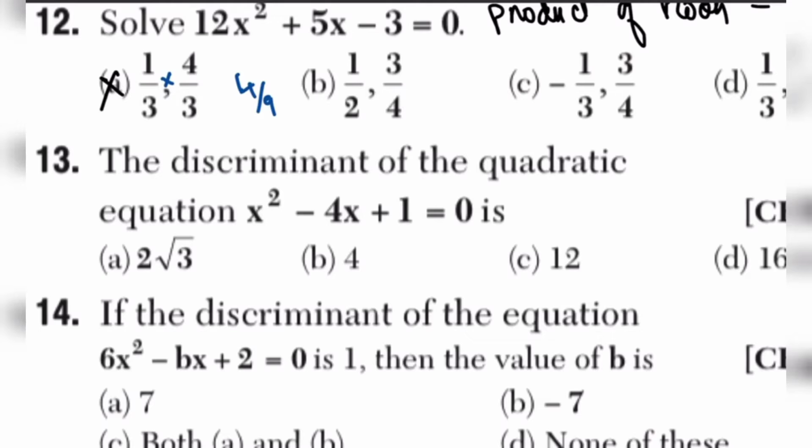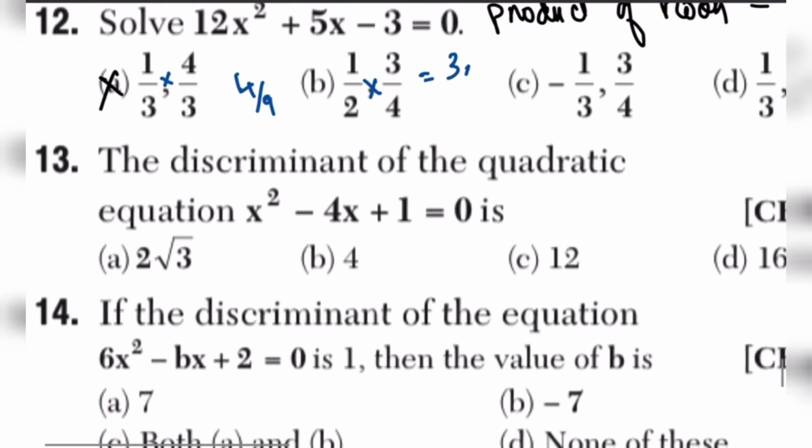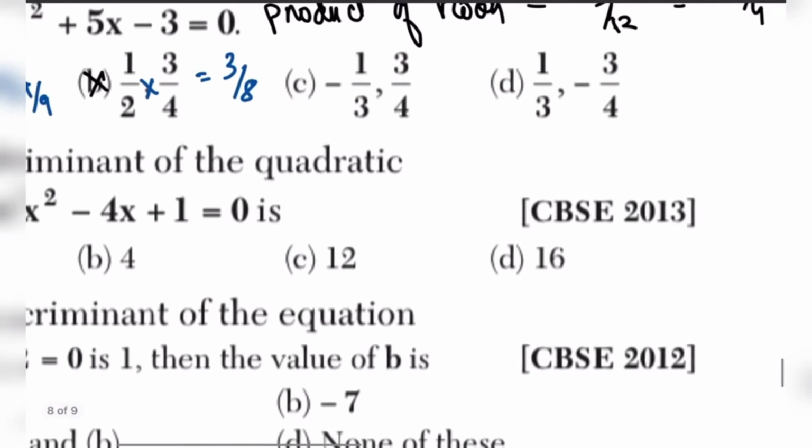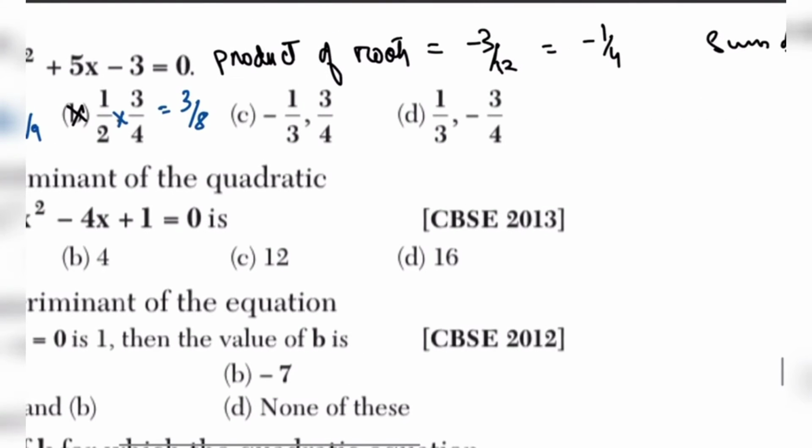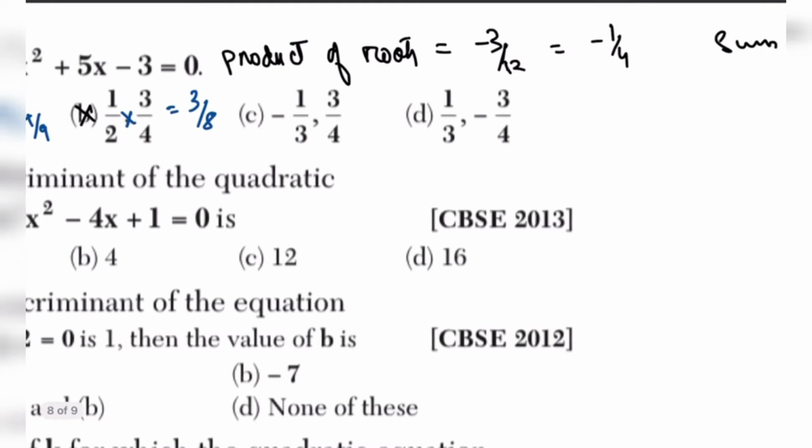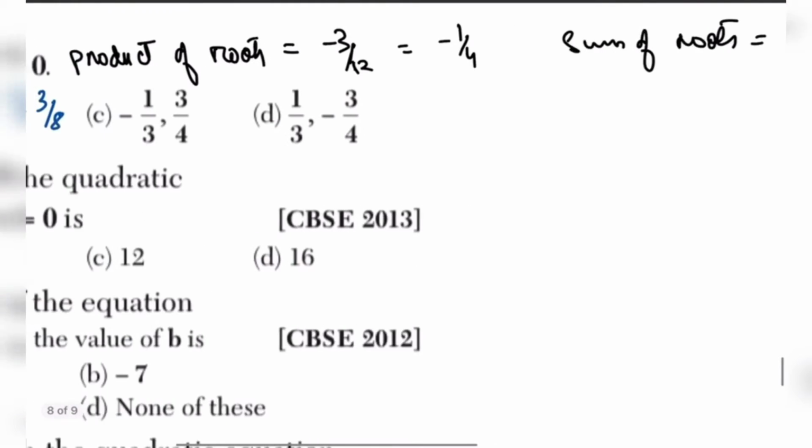Let us see what happens if you multiply this. You get 3 by 8. So this is also ruled out. You want minus 1 by 4. So you see that here you get minus 1 by 4 because 3 and 3 will get cancelled in both cases. So now we will look at the sum. We want it to be minus 5 by 12. So let's add these two.